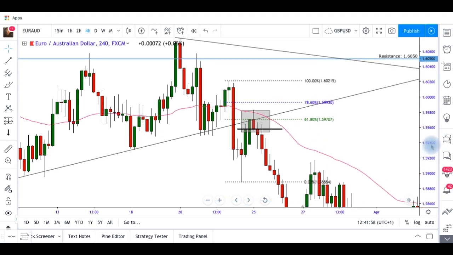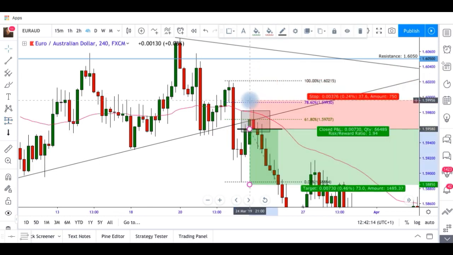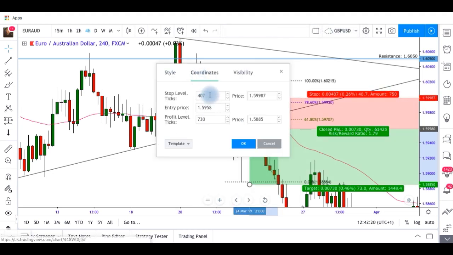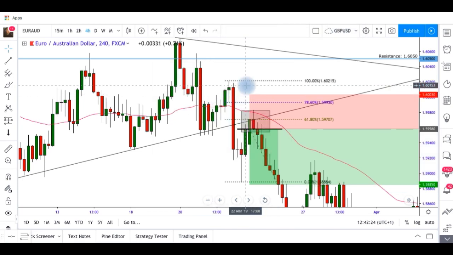This is textbook. It's literally textbook, but the entry could have been a hell of a lot better than this. There was really no need whatsoever to wait for this 4 hour candle close. So as you can see, if we'd done a 4 hour short from here on this candlestick closure, and we put our stops maybe something like this, I would have probably put something like a 45 pip stop.